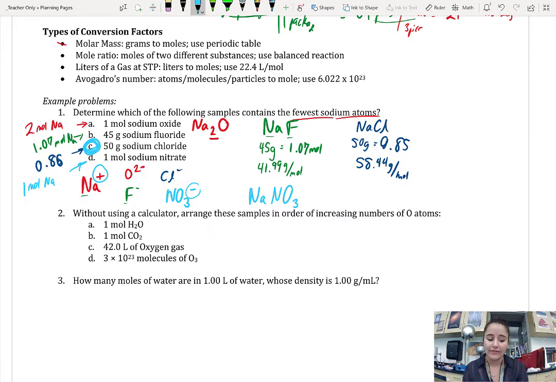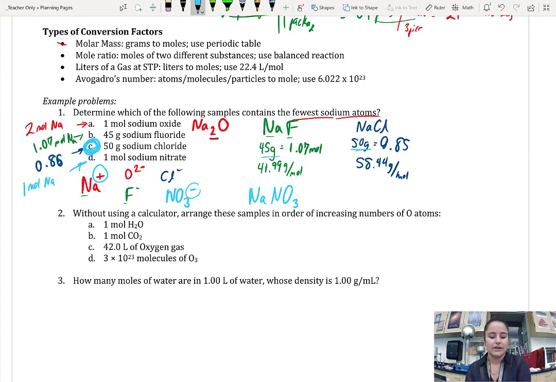Okay, and if you didn't have a calculator, you could probably still solve this out. You would just have to find those molar masses, and you would be able to see, okay, this one is a little less than a mole, this one's a little more than a mole.